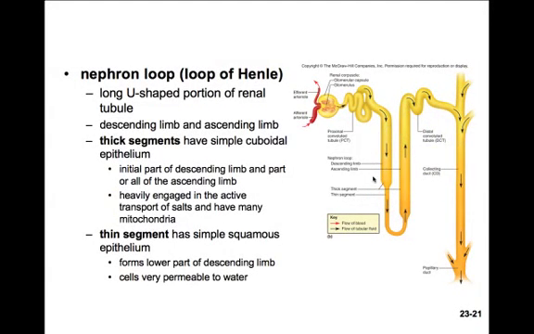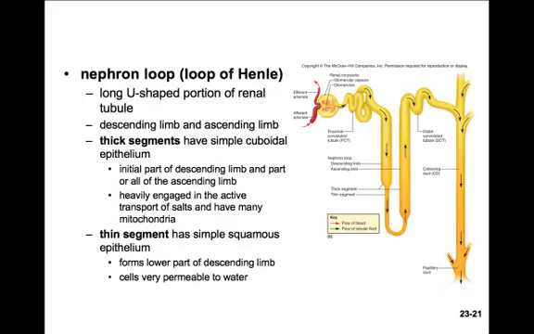The nephron loop is also known as the loop of Henle. This is the long U-shaped portion of the renal tubule. It has a descending limb and an ascending limb. There are thick segments and thin segments. The thick segments have simple cuboidal epithelium, like the initial part of the descending limb and part of the ascending limb. They're heavily engaged in the active transport of salts, and many of them actually have their own mitochondria.